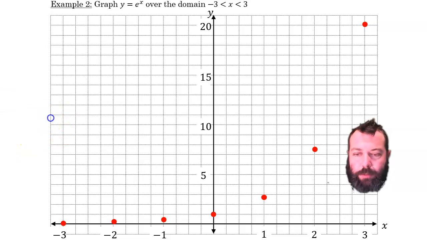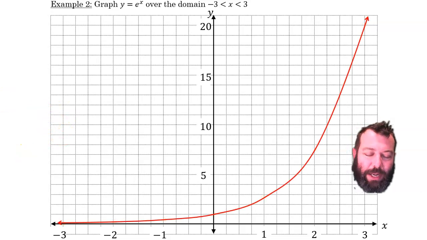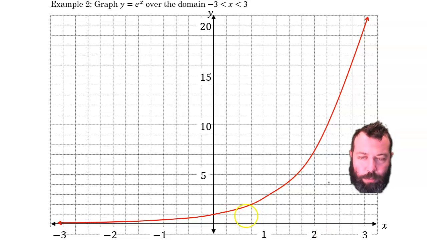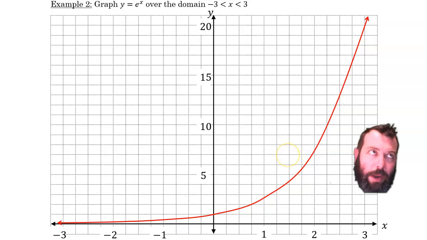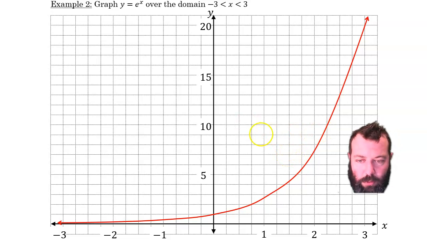Let's run a smooth line through there. Here we go. We get something a bit like that. That's as smooth as I could draw it on PowerPoint. And a couple of little important points here. When x equals 1, e to the power of 1 is equal to e. So if we run across there from that intersection, that point there would be at e.